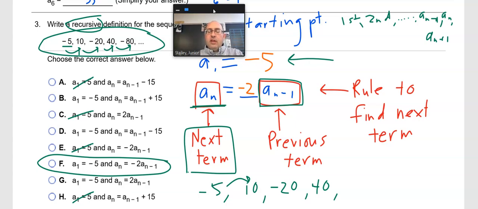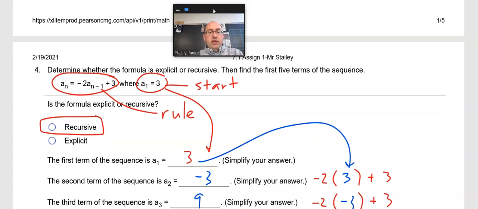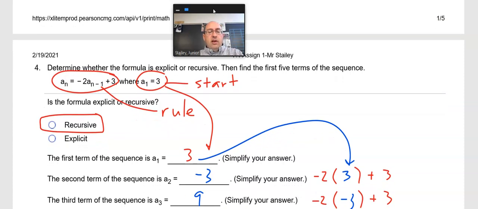That's the one. I would never use a recursive one to find the 1000th term, okay? Who wants to count all the way up? You have to know the 999th term in order to figure out the 1000th one. Nobody wants to do that. That's why we like explicit ones. Okay, so this one is determine the formula, whether the formula is explicit or recursive.